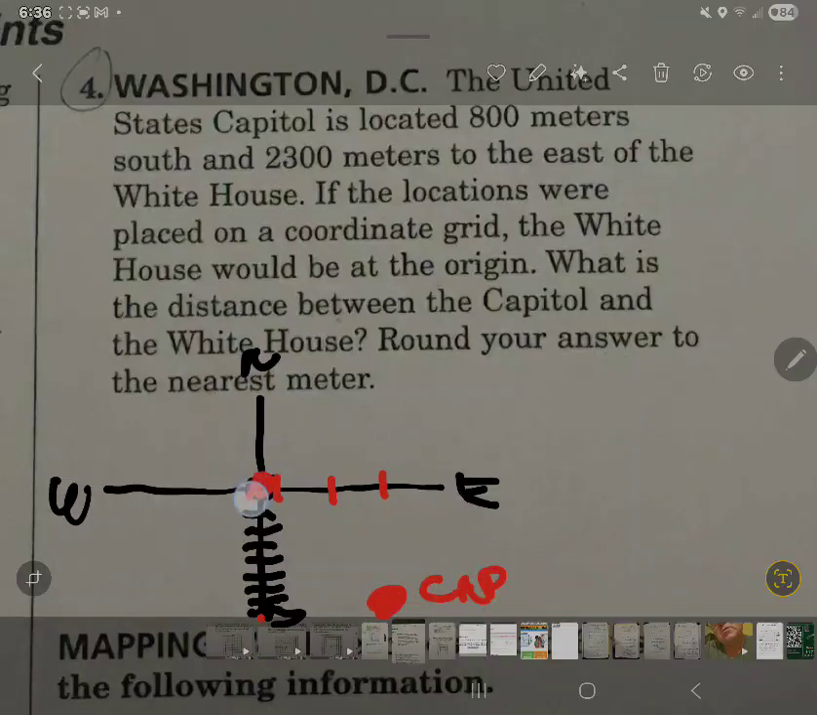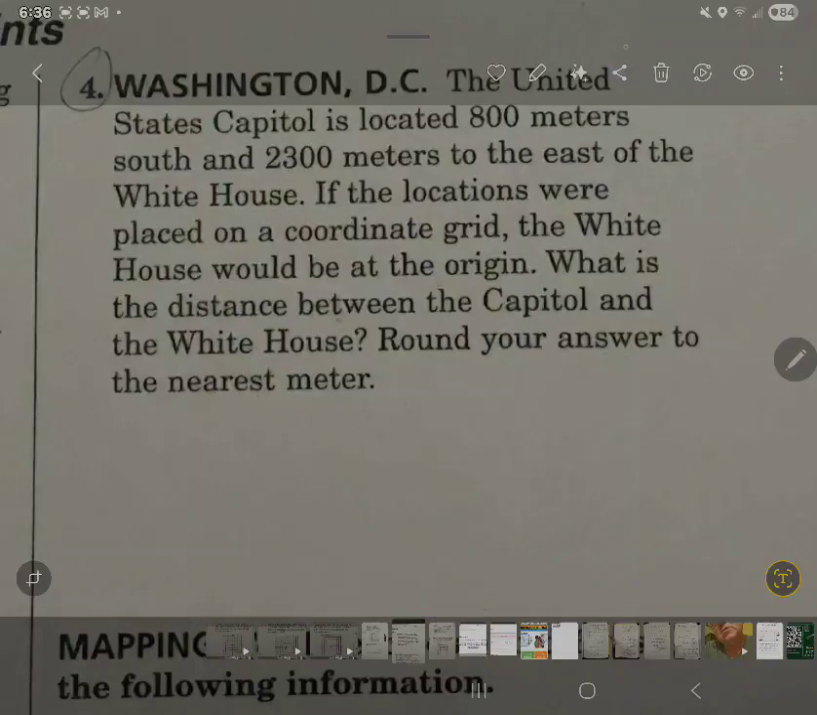So they want to know what is the distance between the origin, the White House, and the Capitol building. Well, we did a question just like this on the last question. Let me grab a different color here. Again, we're trying to go from the origin to this point right over here when we want to know what the distance is. So we have to use that all-important distance formula again. I'm going to write it down. Again, it looks scary, but it's actually not.